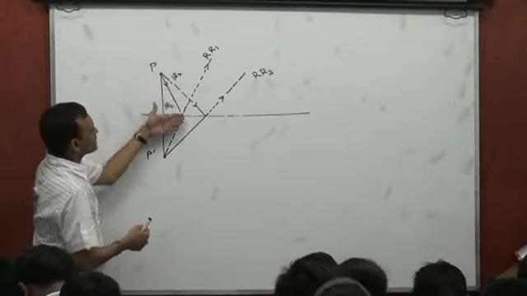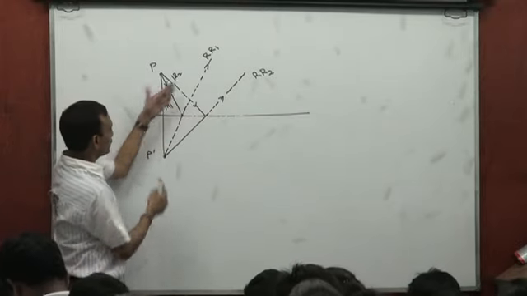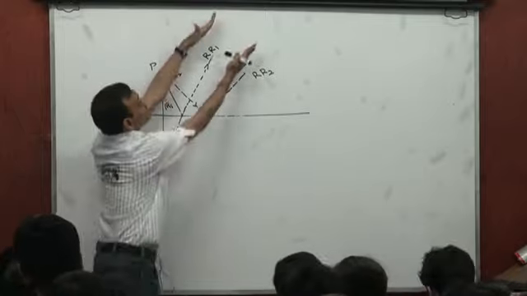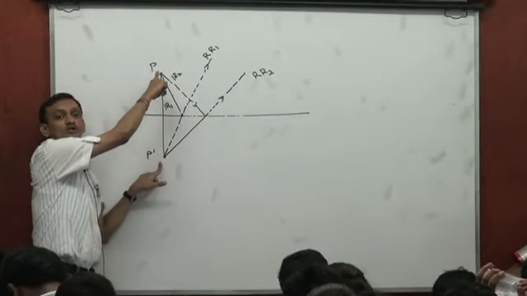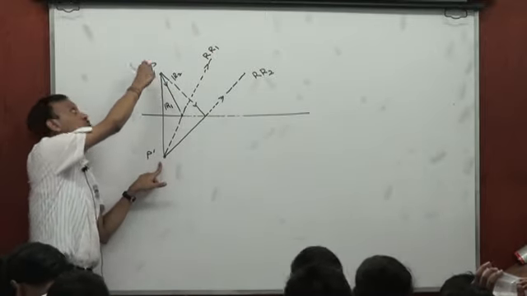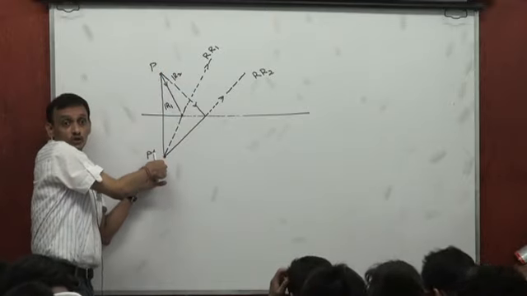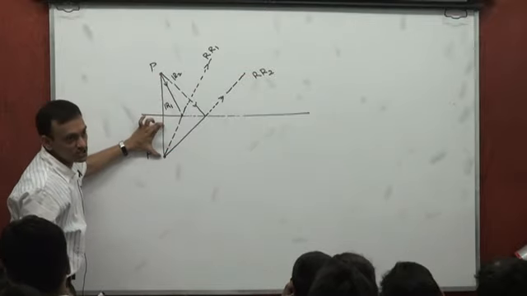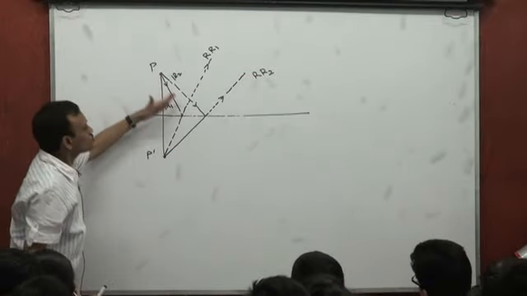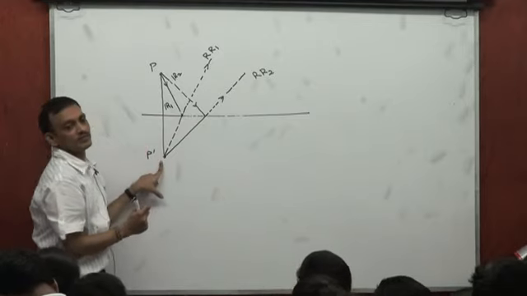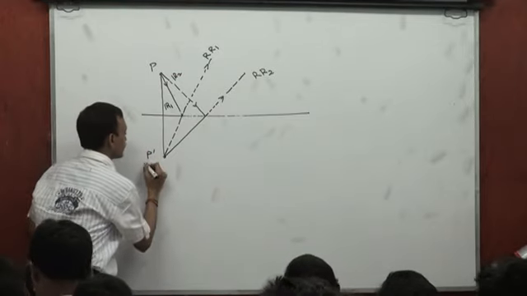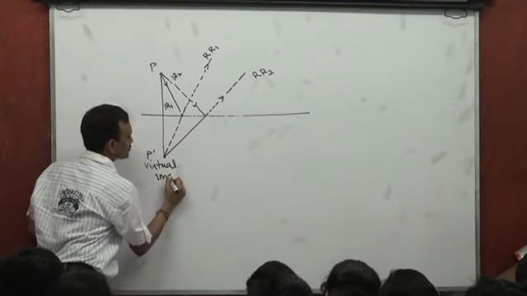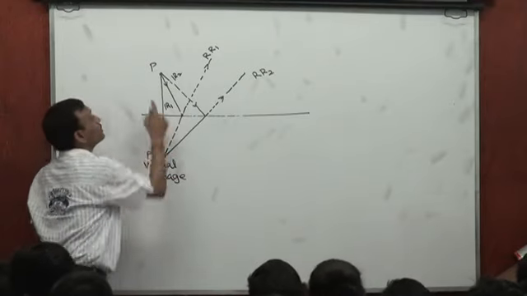So these rays, after suffering reflection from the mirror, appear to diverge from the point P prime. P prime is the virtual image of the point P. This is the real object, whereas this is a virtual image, enjoying properties like object distance equals image distance and so on and so forth, right? So any two reflected rays will appear to diverge from the point P prime. This is the virtual image of the real object P.